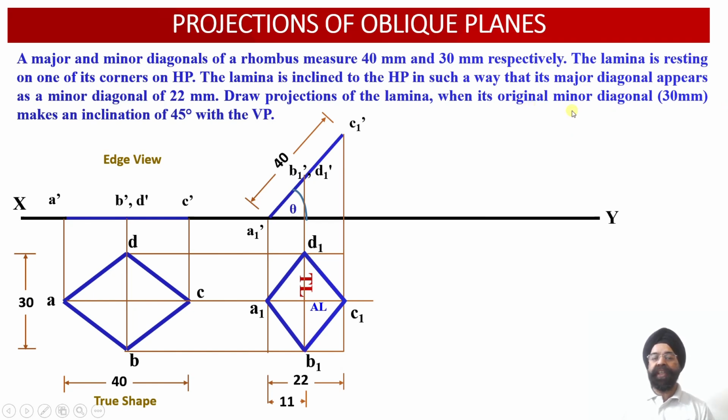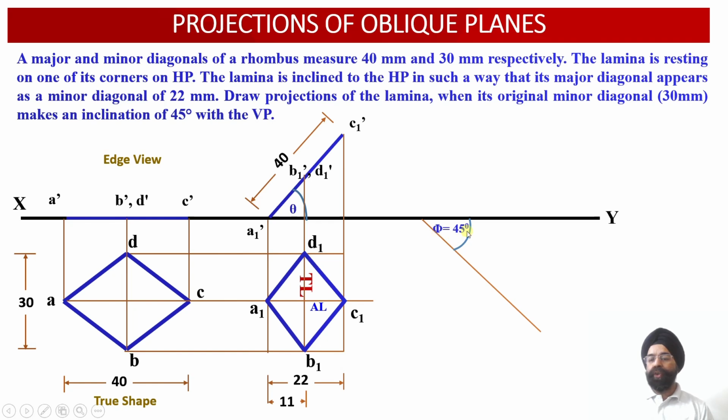So this original minor diagonal measuring 30 millimeter, B1 D1, is further inclined with respect to the vertical plane at an angle of 45 degree. So this plan projection view which we have obtained corresponding to A1, B1, C1, D1 has to be rotated with respect to the vertical plane at an angle of 45 degree. So this orientation we have obtained with respect to the vertical plane at an angle of 45 degree.